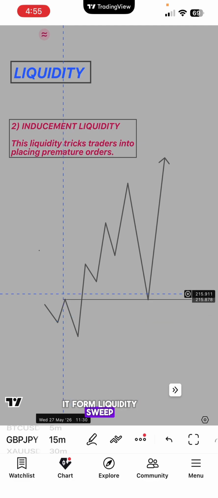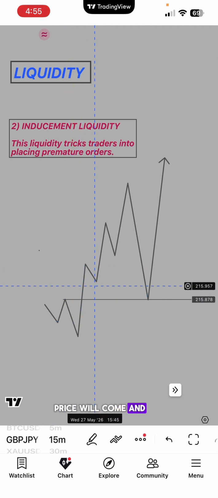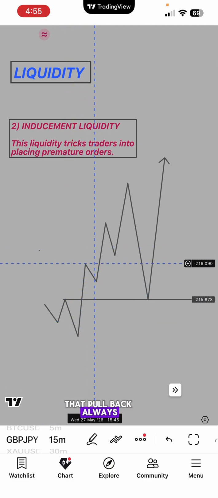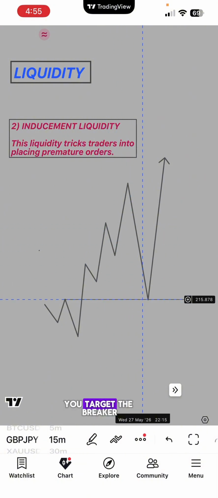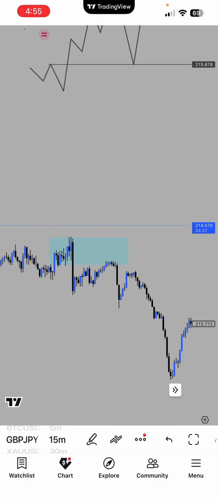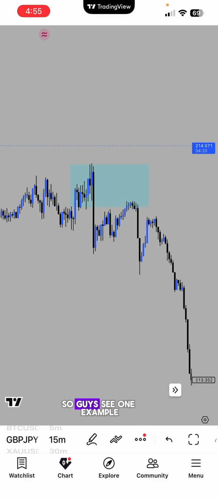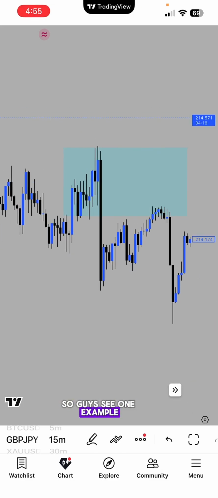After it forms liquidity sweep and market structure shifts, price will come and form a pullback. That pullback always breaks structure. And then price will always, what you target? You target the breaker. Do you get? Let me show you on the chart. So guys, see one example.